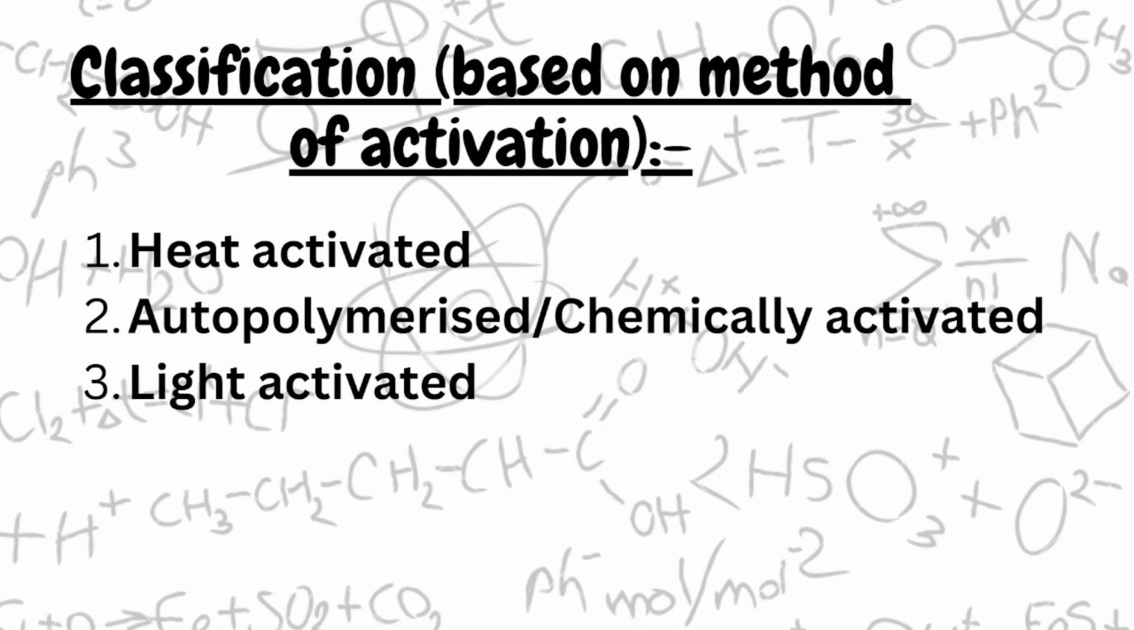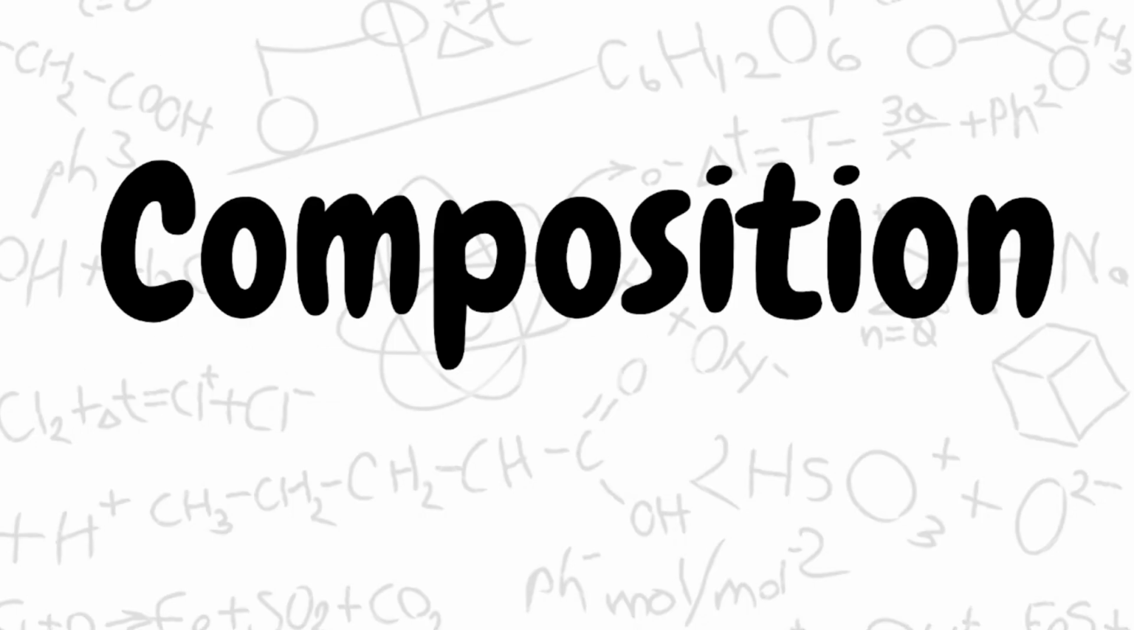Now, the classification based on method of activation. It includes heat activated resin, autopolymerized or chemically activated resins that use the normal reaction, that is dimethyl paratoluidine reacts with benzoyl peroxide to initiate the reaction. Then light activated resins. Now the composition of the denture based resins.